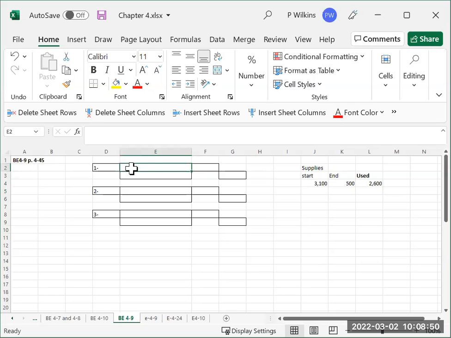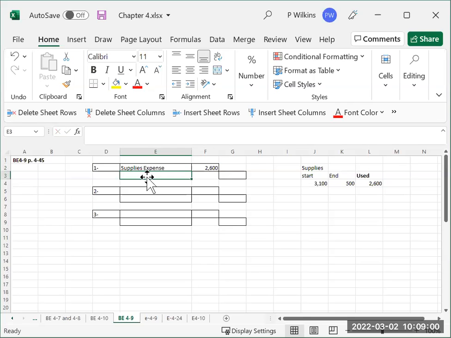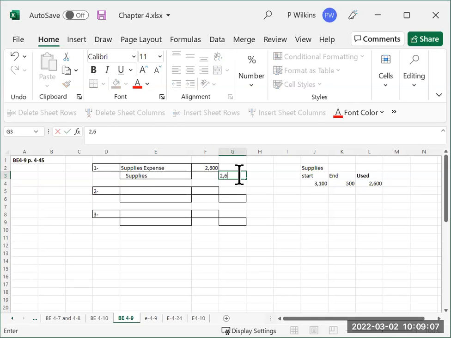So for entry number 1, we are going to debit supplies expense, $2,600, to record the amount of the supplies that we used up. And we're going to be crediting the asset supplies to reduce the amount of supplies on hand, to show the actual amount of supplies on hand.